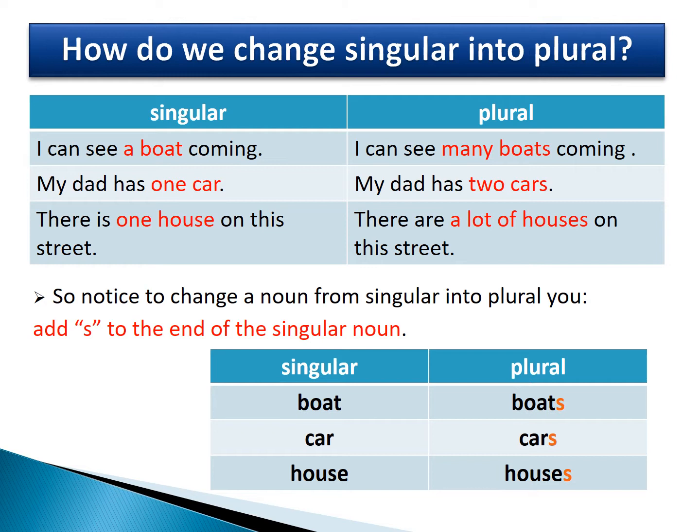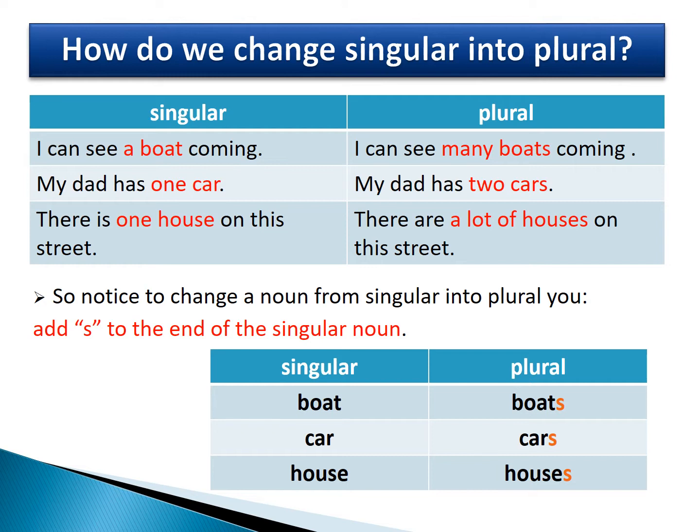So, if you look carefully, you will notice that to change a noun from singular into plural, you just add s to the end of the singular noun. So, boat in singular becomes boats in plural, car, cars, house, houses.